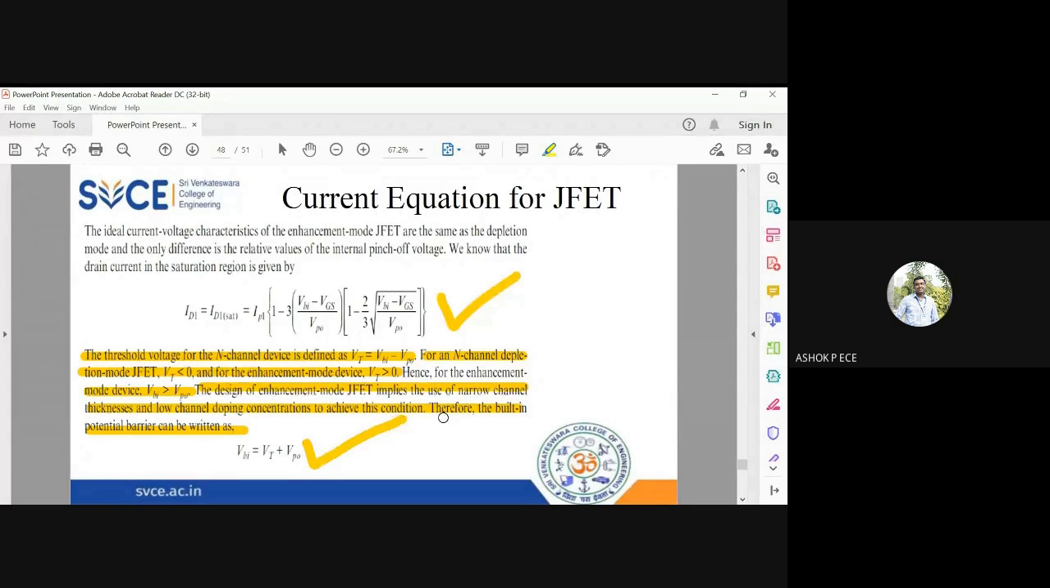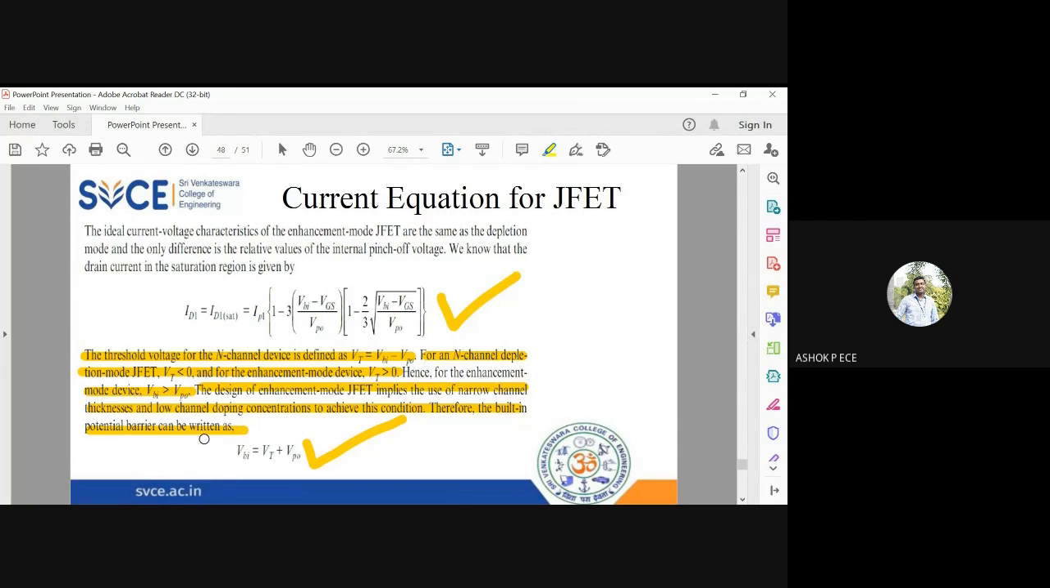If you are going to go for enhancement JFET, you have to use narrow channel thickness and low doping concentration to achieve the condition VT greater than 0. If you are going to go for depletion MOSFET, suitably you have to change the design of your circuit to achieve the condition VT less than 0.